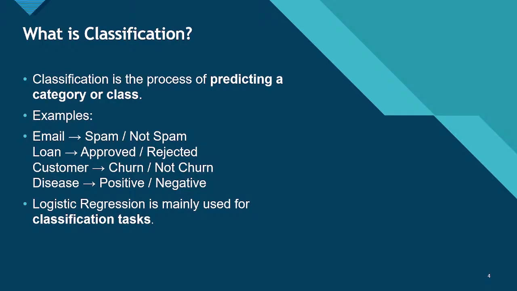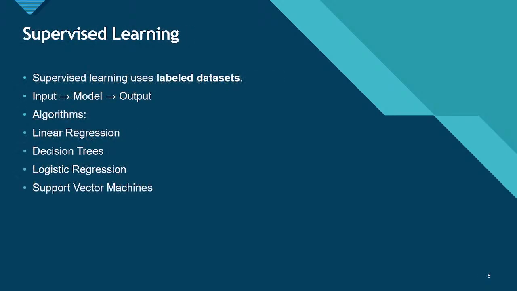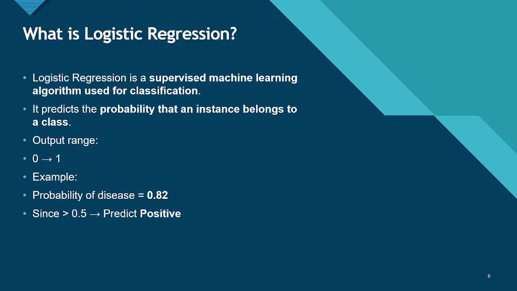Nice. So now we understand classification, the main kind of algorithm we use for data prediction. Next we will see the algorithms. Supervised learning uses labeled data, input and model output. There are four algorithms we will see: linear regression, decision tree, logistic regression, and support vector machines. In this session we will cover logistic regression.